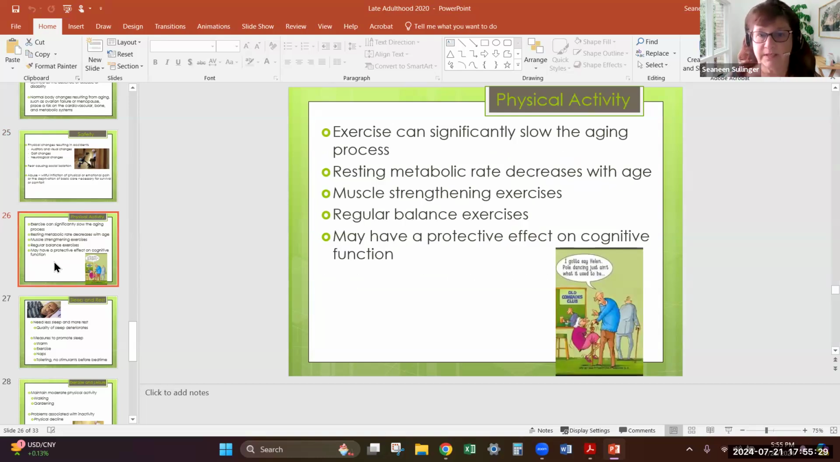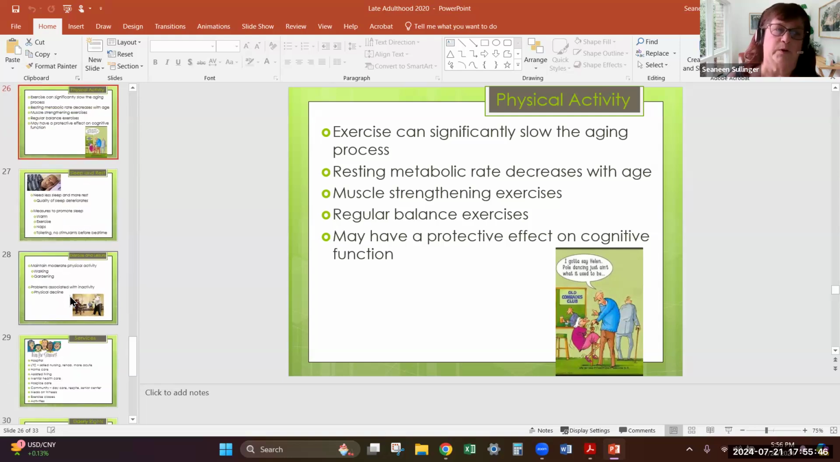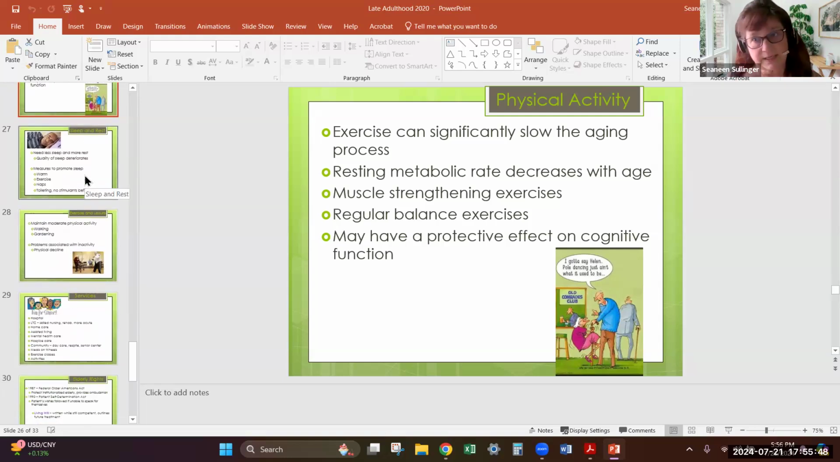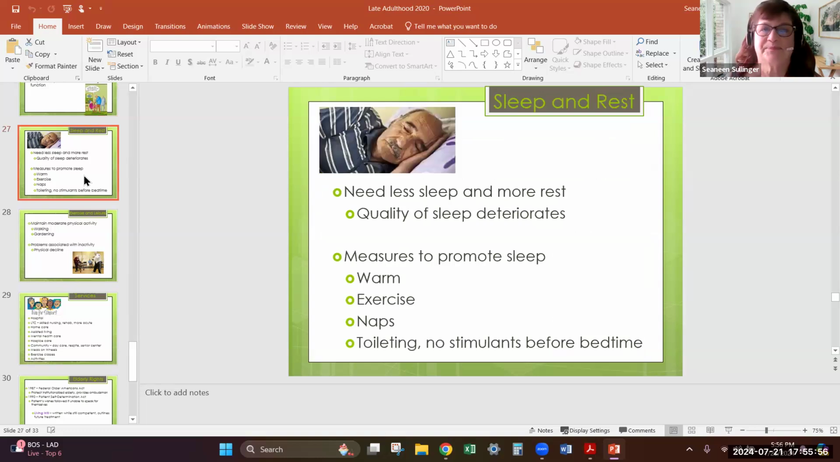And then physical activity, we kind of talked about that already. And then let's see, so exercise can significantly slow, right? We know the metabolic rate generally decreases with age, but you have all kinds of different exercises that you could potentially do. And hopefully where you are living, if it's like an assisted living facility, they have scheduled classes, or maybe you could join one or do one of those video classes, something like that.